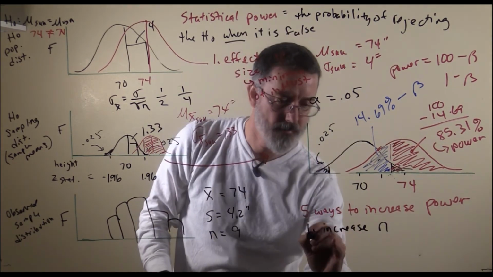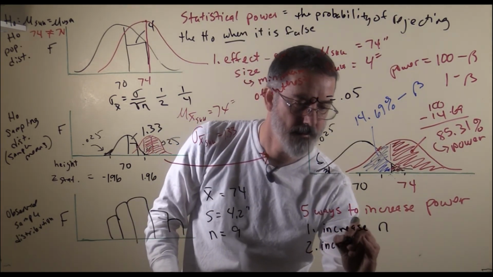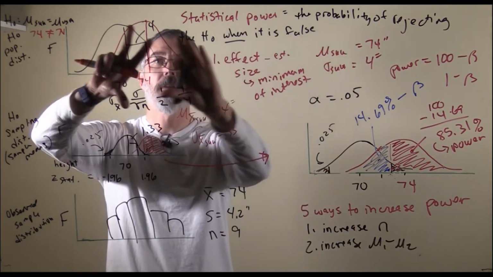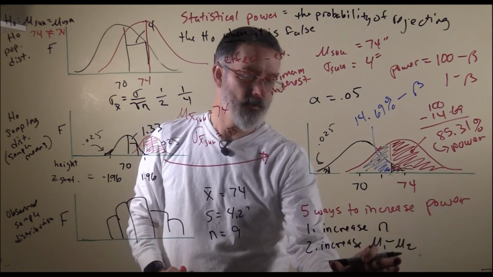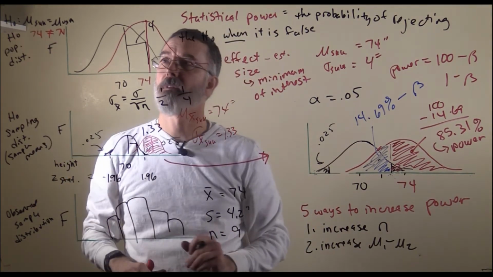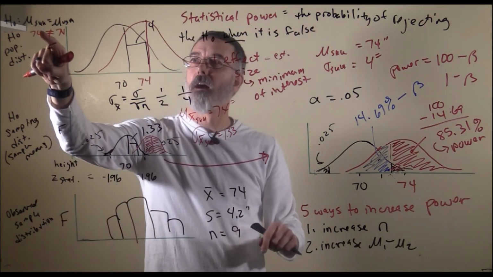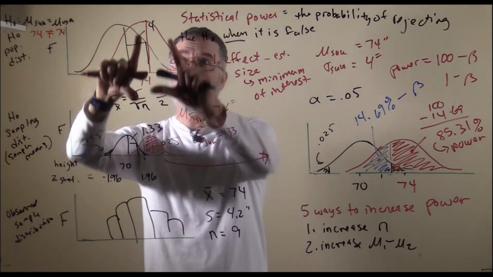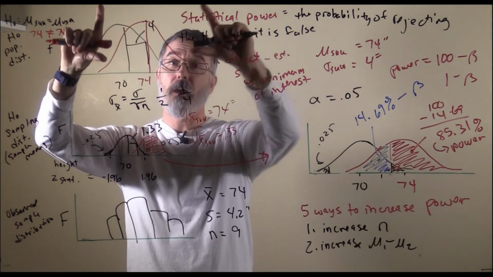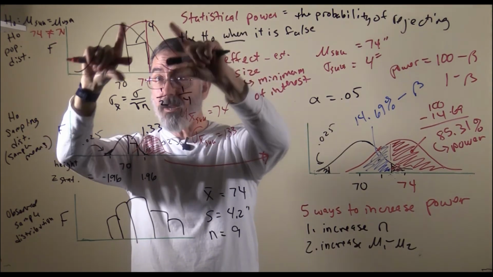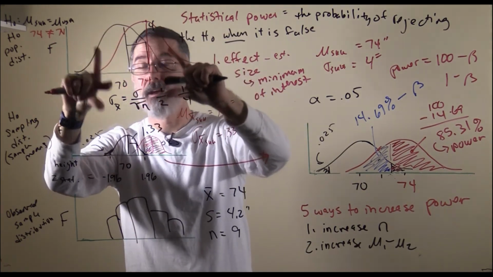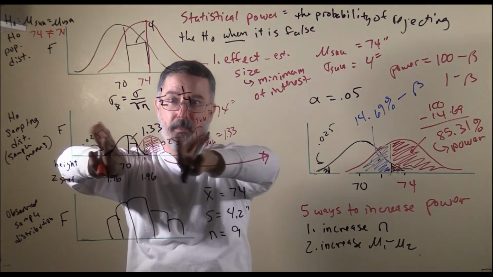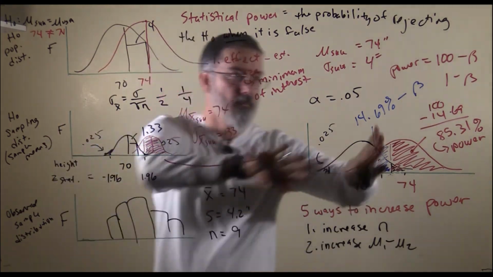The second way to increase your power is to increase the difference between your two population means. You couldn't do that with this example we're working with here, but let's say you're looking at the alertness of a caffeinated and a decaffeinated group. You might be able to increase the difference in alertness by making your caffeinated beverage have more caffeine in it compared to a less caffeinated beverage. So that could push the means apart, and pushing these means apart would give you more power.